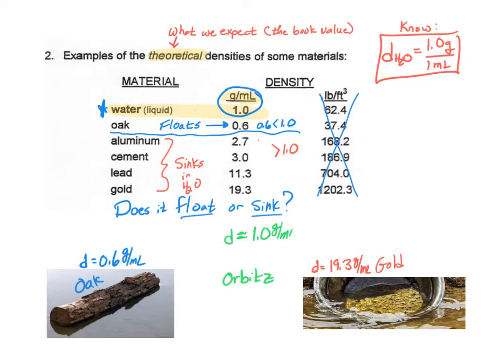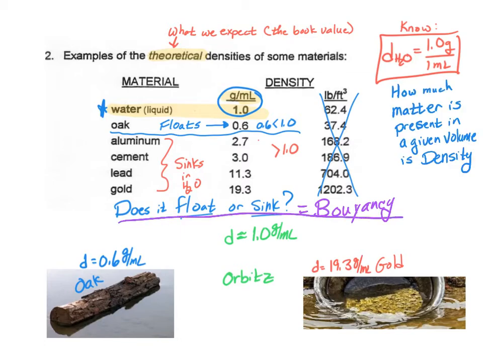Whether something sinks or floats is actually related to its buoyancy. Buoyancy is very closely related to density, but they are not exactly the same. To determine whether something sinks or floats, we discuss its buoyancy. When we talk about how much material or matter is packed into a volume, we're talking about the density. They are not the same, but they are very closely related.